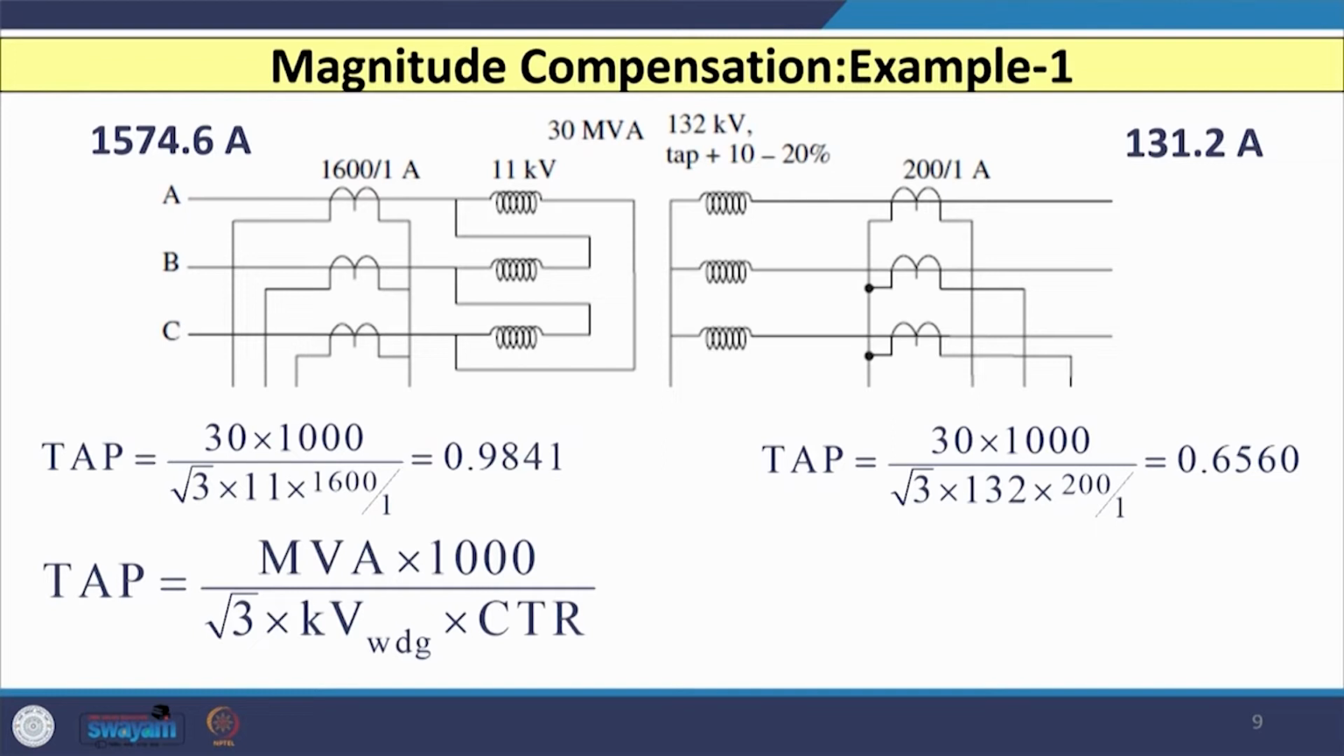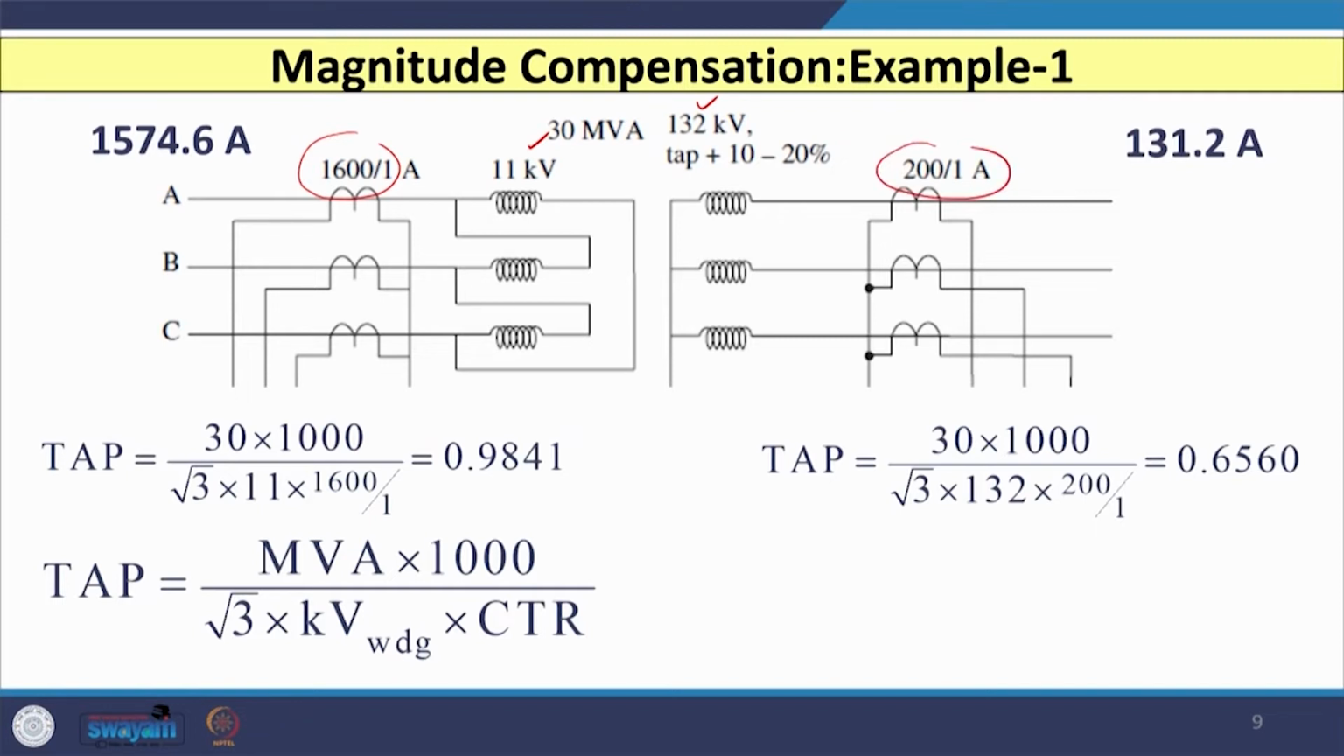In the first example, I have considered a transformer of 30 MVA rating. One side, that is the LV side, is 11 kV and the HV side is 132 kV. On the LV side the CT ratio is 1600 by 1, and on the HV side, the 132 kV side, the CT ratio is 200 by 1.